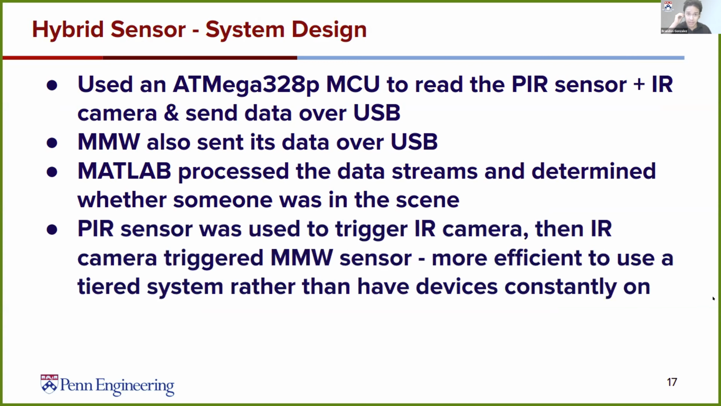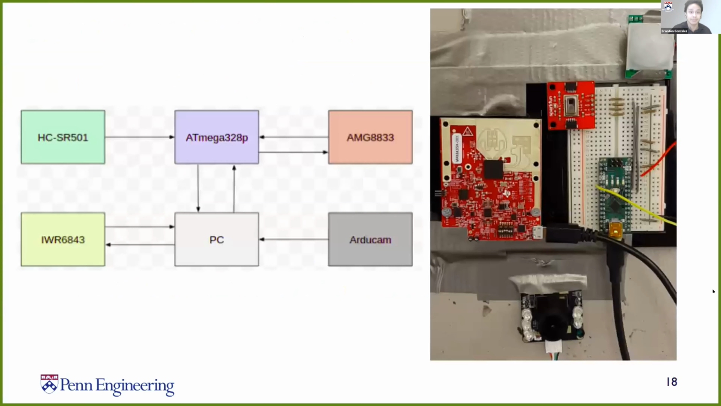So this is where the idea from the paper earlier comes into play, where we use the PIR sensor as the first tier, which is just used to detect some kind of motion in the scene. And then once it detects some motion, it triggers the IR camera. And then once the IR camera sees some steady person detection, it triggers the millimeter wave sensor to try and track the person in the scene. And so it is more efficient to use a tiered system rather than having all the devices constantly on, especially because the millimeter wave and the IR cameras consume a lot more power for the system. So here's a general overview of the system architecture. Again, noting that the DoCam is not a part of the hybrid sensor system, it's just used as a baseline to compare.